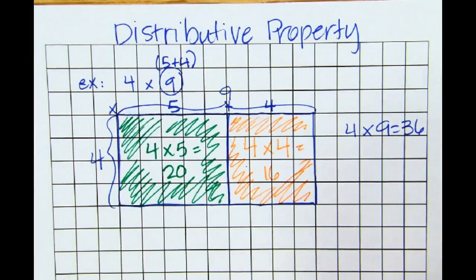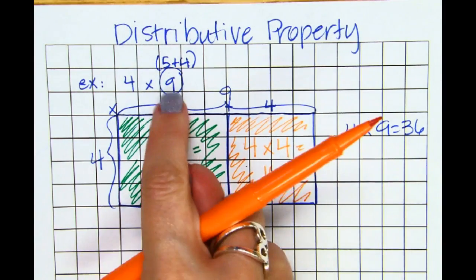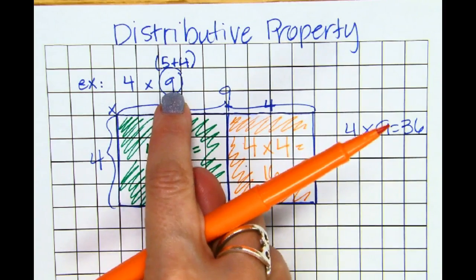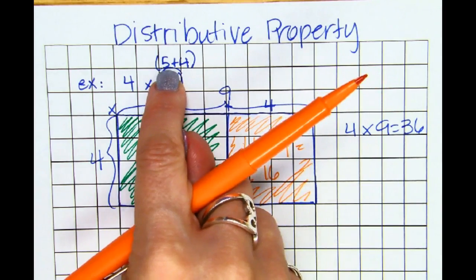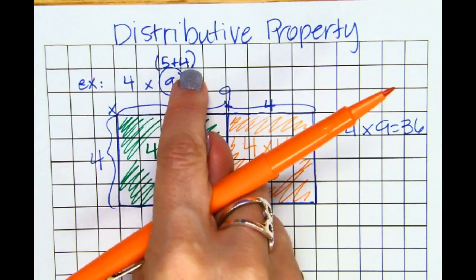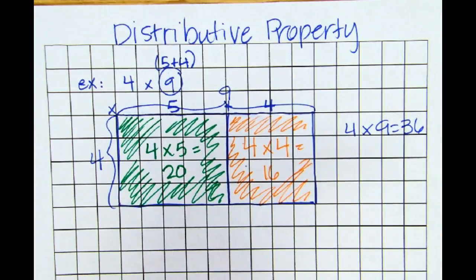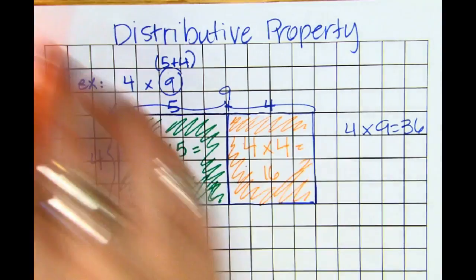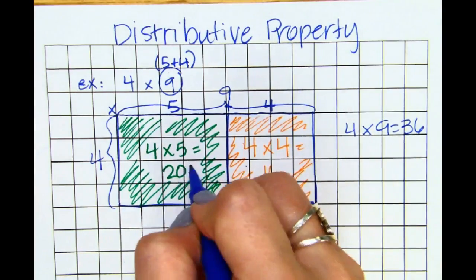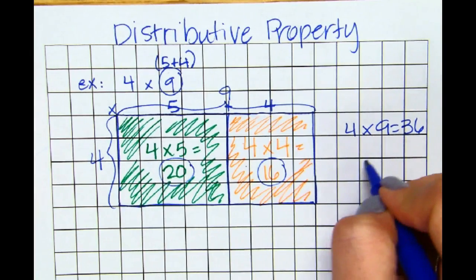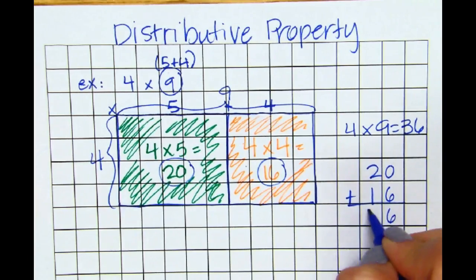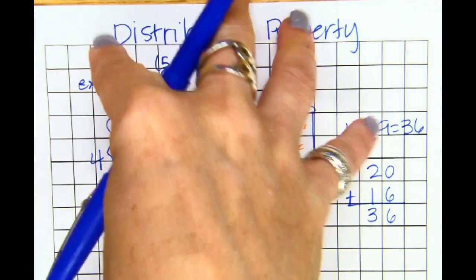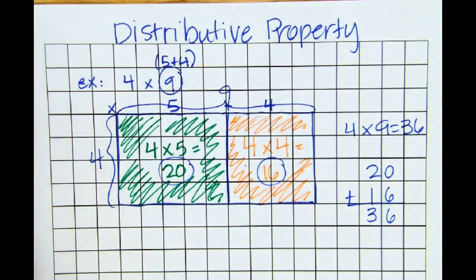What the distributive property says is that one of the factors can be broken up and then multiplied by the other factor. So we broke it up, we multiply each of these parts times 4, and then we add them back together. Those two partial products can be added back together. So we have 20 plus 16. Let's see if this worked. 20 plus 16 equals 36. So we can break things down into parts and we'll still have the same answer.